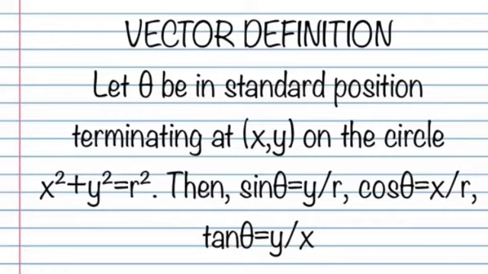The definition of a vector is to let theta be in standard position, terminating at the point (x, y) on the circle x squared plus y squared equals r squared. Then sine theta equals y over r, cosine theta equals x over r, and tangent theta equals y over x.